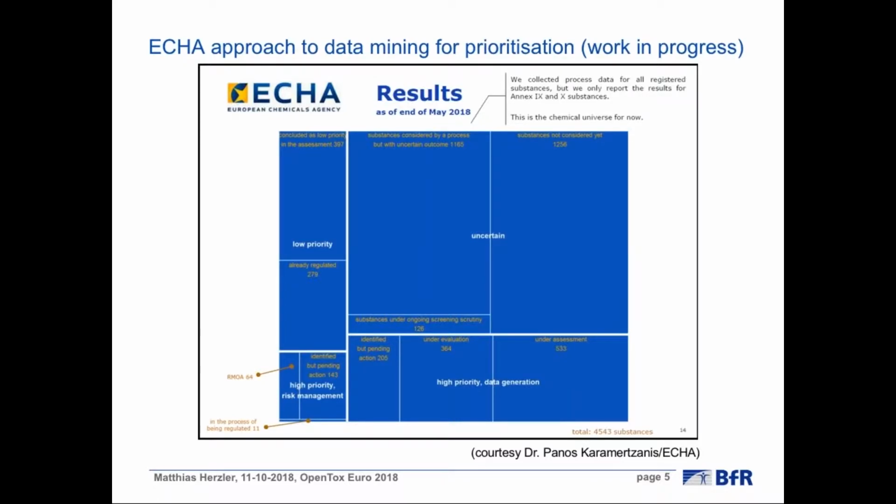So what they essentially do is they take process data to classify registered substances into one of four bins. You probably cannot read it from behind. It's just a basic prioritization step. Substances with low priority, substances with a high priority for risk management, where we already know there's a risk. And also substances with a high priority for data generation, where data gaps have been found. And there's this large area where they are uncertain where to put the compound.